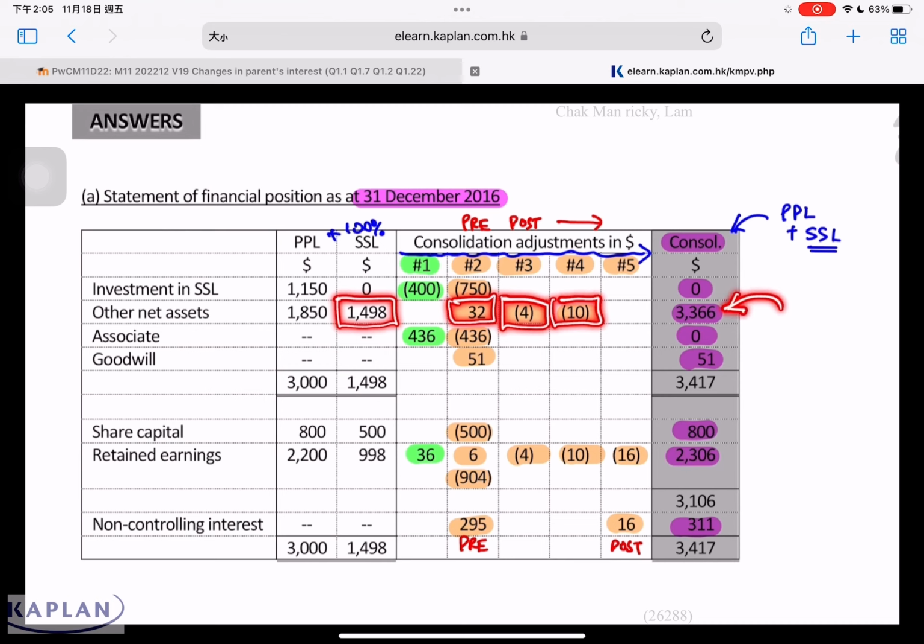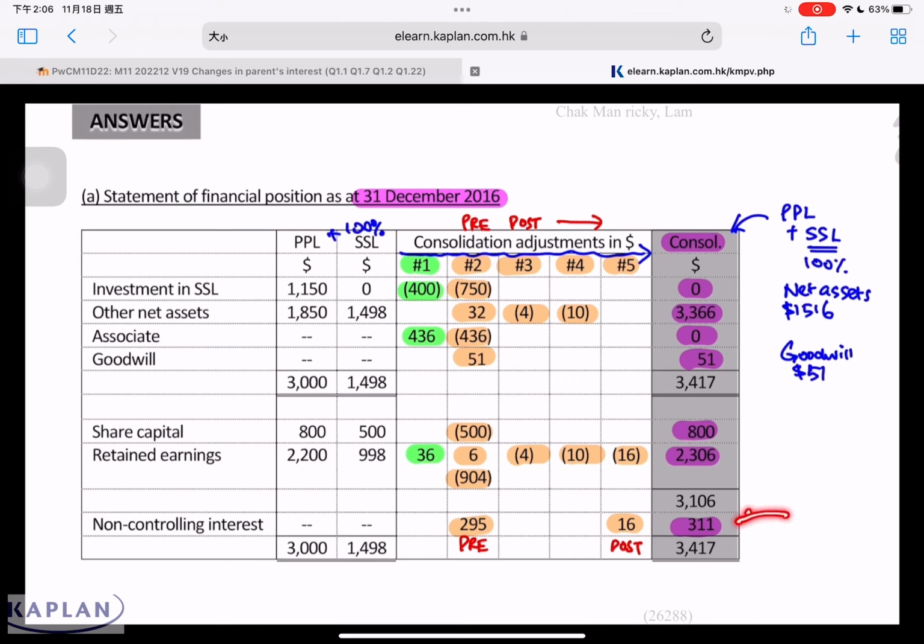Inside this figure here, we consolidate 100% of SSL. 1498 plus 32 minus 4 minus 10, 1516 of net assets. Also inside here, there's a goodwill relating to SSL, 51. This is the asset and liability that we consolidate 100%. How much do we not own? 20%. NCI, 311. The assets and liabilities will include parent plus subsidiary 100%. The portion that does not belong to us, we call this NCI. You must be able to reconcile this figure. 1498, plus 32 minus 4 minus 10 equals 1516.